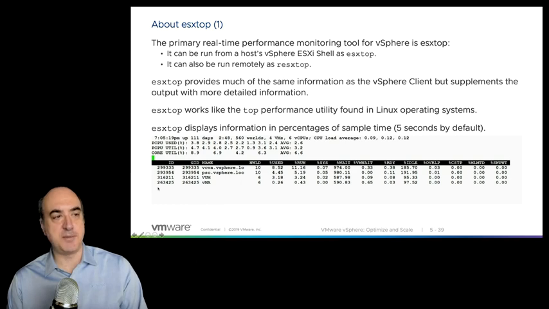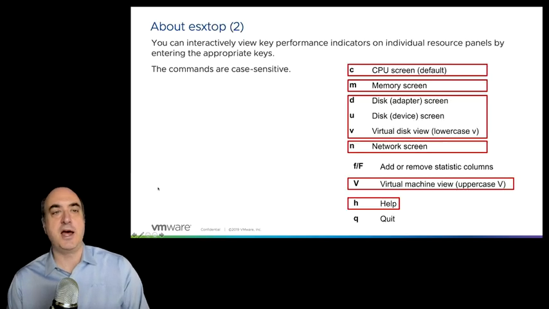So in any case, we mentioned that it can be run locally, it can be run remotely. It is like top. And when you launch it, it opens up in one of a variety of different screens that are available for it, right? You can look at the CPU screen, which is what we're seeing here in this picture. You can look at a memory screen, you can look at a networking screen, and you can look at 3 different storage screens. So how do you change this?